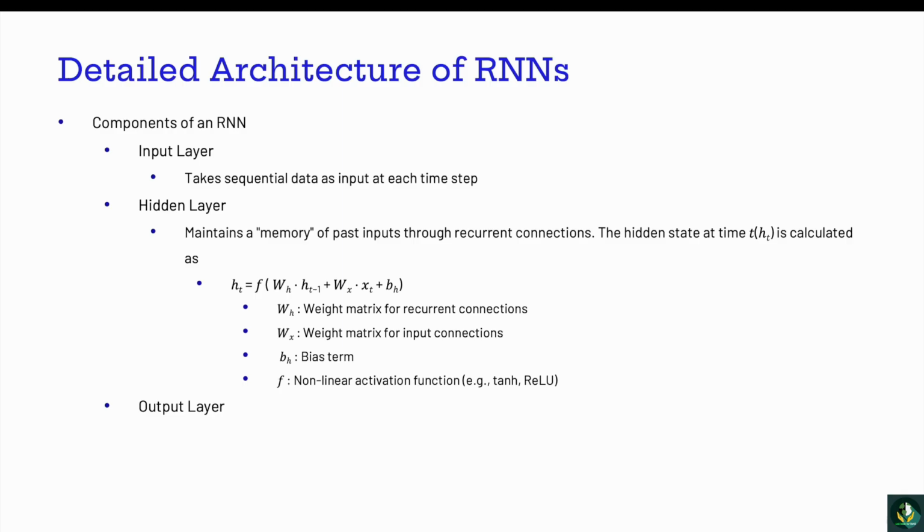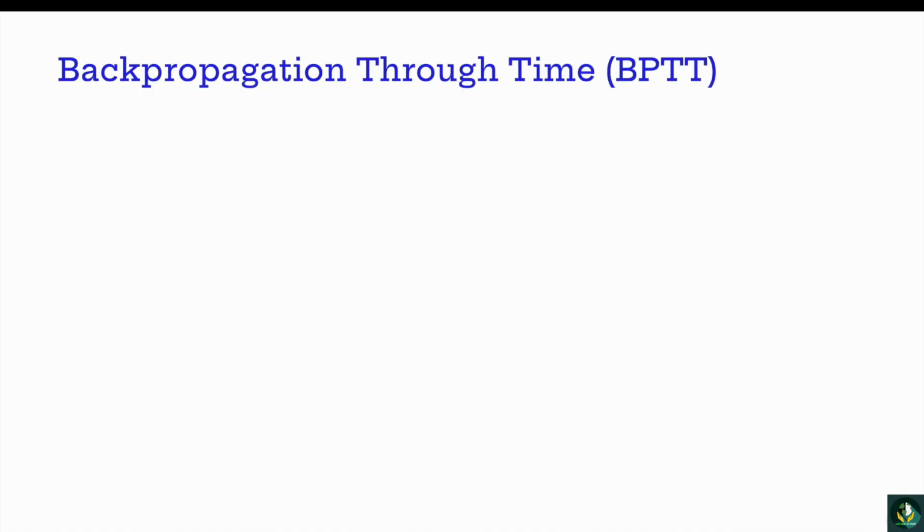For the output layer, it produces output y_t based on the hidden state h_t, which is y_t = g(W_y h_t + b_y), where g is the activation function, which can be softmax for classification. Now next, let's talk about backpropagation through time, which is BPTT. What is BPTT? BPTT is an extension of standard backpropagation to handle sequential data in RNNs.